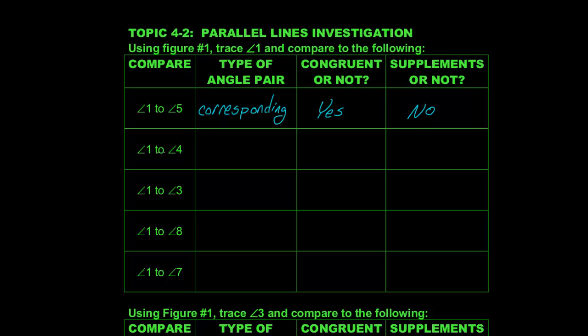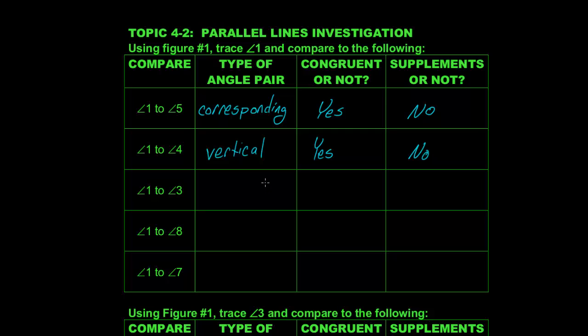All right, so 1 to 4. So if you're looking at it 1 to 4, it creates our bow tie. Our bow ties are vertical angles. Now, the question is, are they congruent? We do know they are on the exact same line. We learned that previously, that vertical angles are congruent, so we can put yes. And are they supplements? Well, you can look at that pretty easily and say that no, they are not.